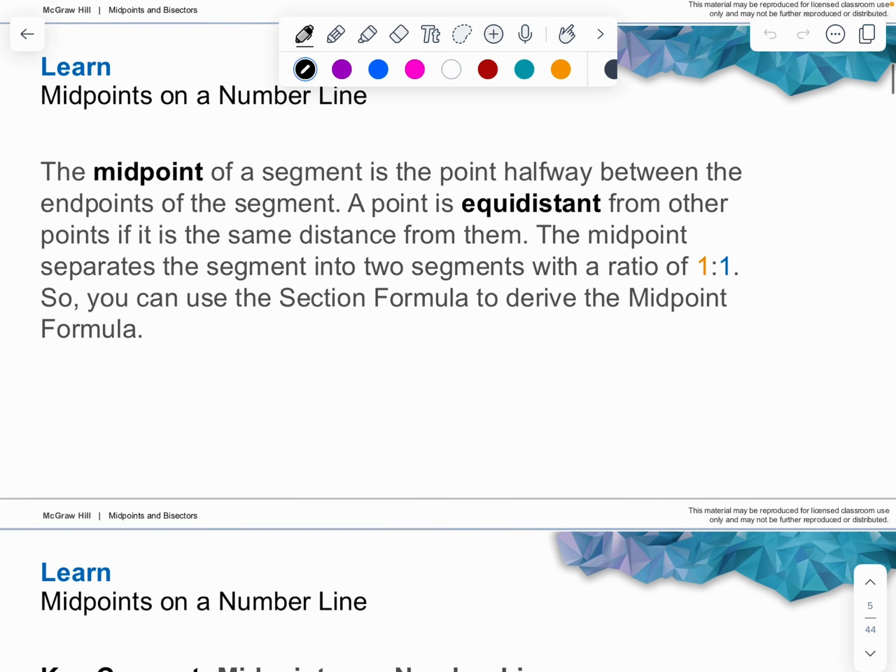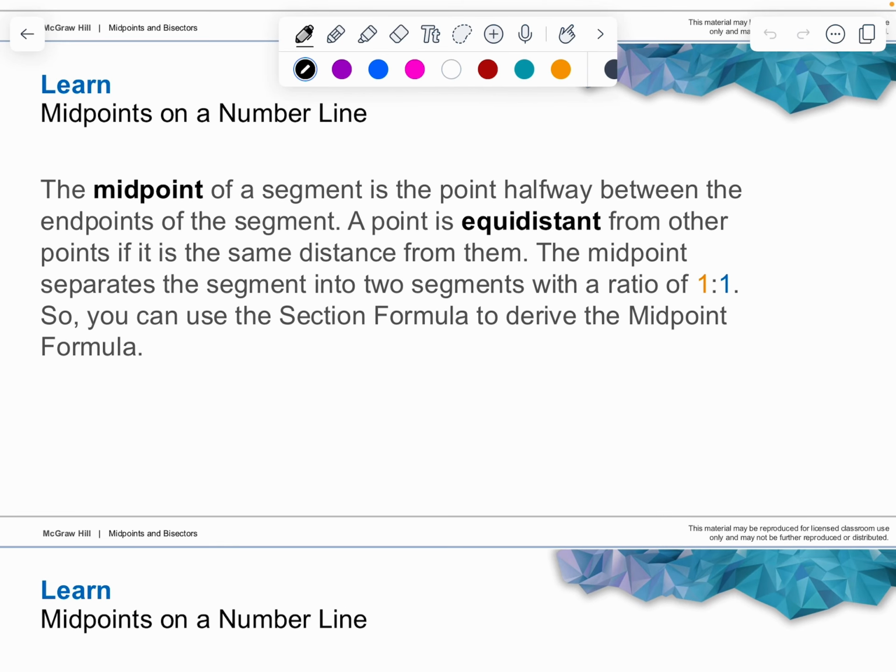So a midpoint, I believe there is a fill in the blank on this one. Let me go find my notes that I'm following along with you. The midpoint of a segment is the point halfway between the endpoints of the segment. So you're going to fill in the word halfway and endpoints. Okay? So it's exactly in the middle. Midpoint. Middle. All right?